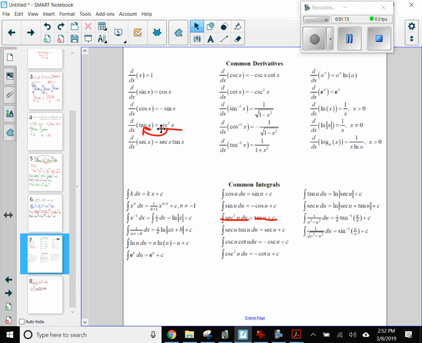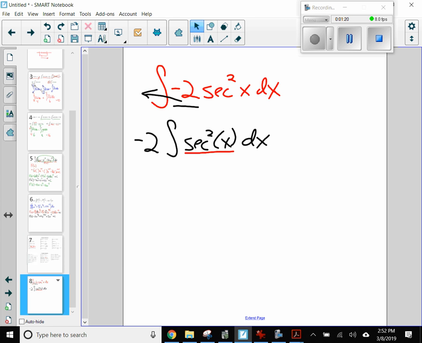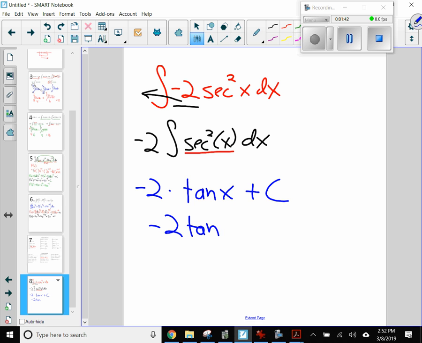x plus c. So on this page here, they have the plus c's, which I and maybe you frequently forget. So in this problem here, the indefinite integral is going to be -2 times, well, the secant squared x is tangent x plus c. So I have -2 tan x plus c.